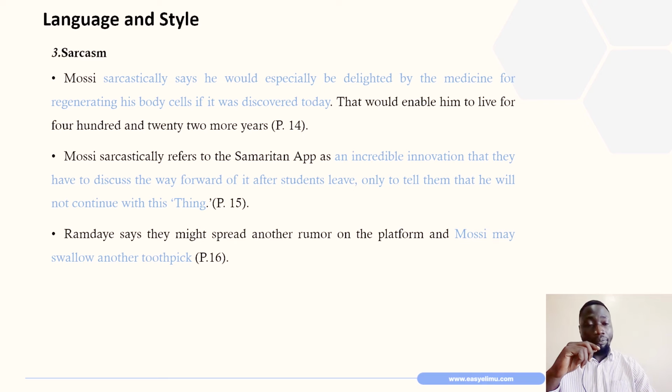So there is also another style, dear students, that is sarcasm. Under sarcasm, we are told that Moses sarcastically says he would especially be delighted by the medicine for regenerating his body cells if it was discovered today.